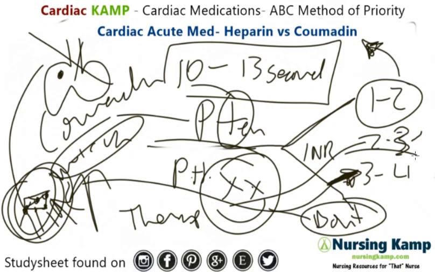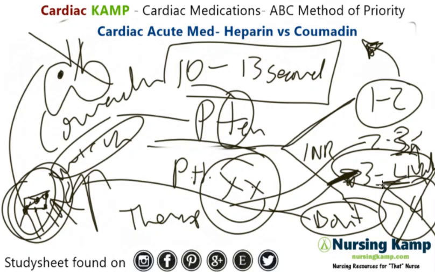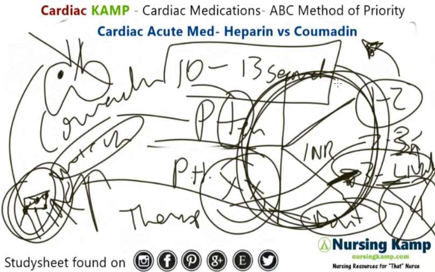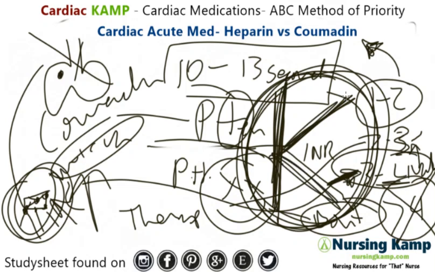So we keep them on 3 to 4. That's okay for a valve. But if they don't have valves and they're 3 to 4, we start to worry, okay? Greater than 4, no more Coumadin. You stop the Coumadin, generally, follow policy, and then give them vitamin K. Okay? And that's the antidote for Coumadin.